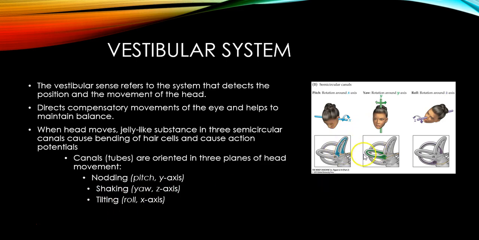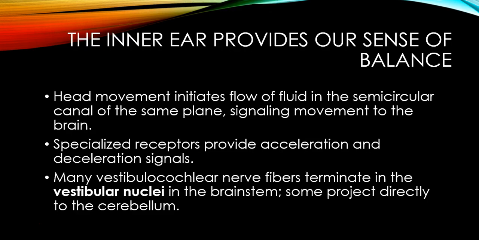We have these three different semicircular canals that, when the jelly-like substance inside moves based on the way you're moving your head, it causes action potentials and helps us compensate with our eyes and our body movements. So head movements initiate flow of this fluid through the semicircular canals on the same plane, signaling movement to the brain. And we have specialized receptors actually as well that provide information about acceleration and deceleration. So are you moving forward? Are you slowing down? All of this information is important for keeping our sense of balance.